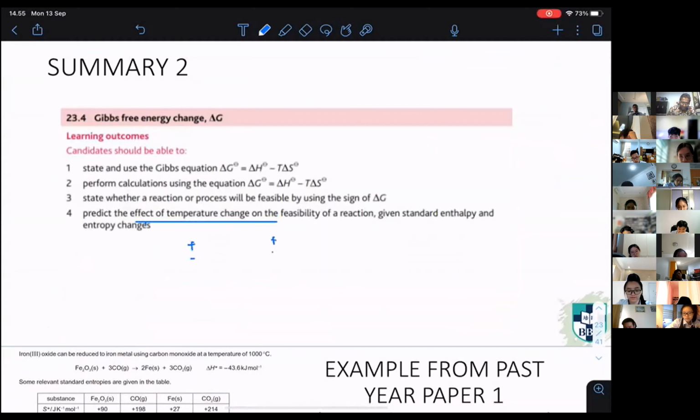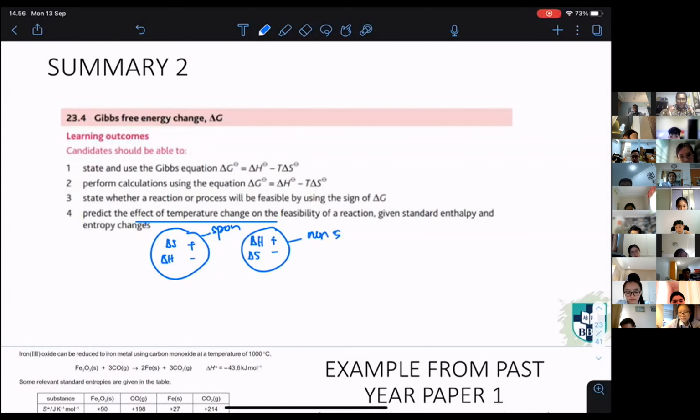Plus, minus, plus, minus. If you have something that is different, easy. Remember, easy. For example, if my entropy change is positive and my delta H is negative, it means that this is spontaneous. Let's say this one is going to be delta H and then delta S. I know that this is going to be non-spontaneous. I need to find that out.